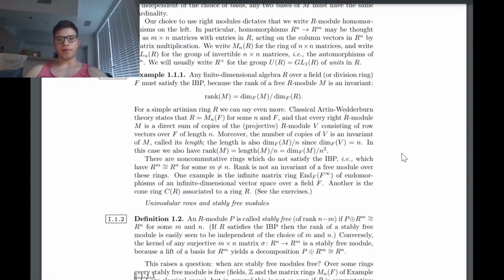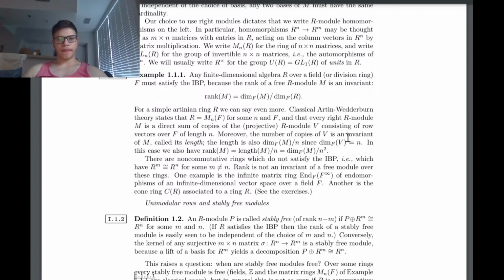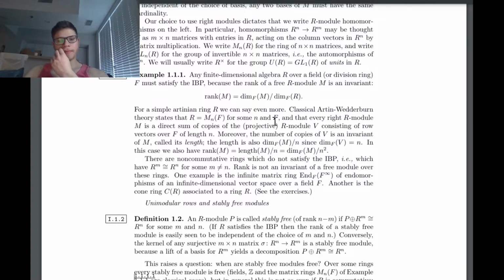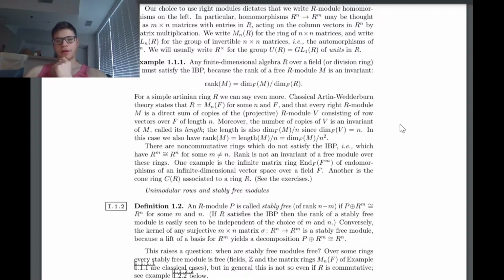Yeah, okay. So for a simple Artinian ring, we can say even more. Yeah, so my beloved Wedderburn theorem says that R is M_n(F) for some n and F, where F here should be a division ring. And that every right R module is a direct sum of copies of the projective R module P, consisting of row vectors over F of length n. Yeah, this is all very basic Wedderburn-Artin theory, and the number of copies is an invariant called the length.